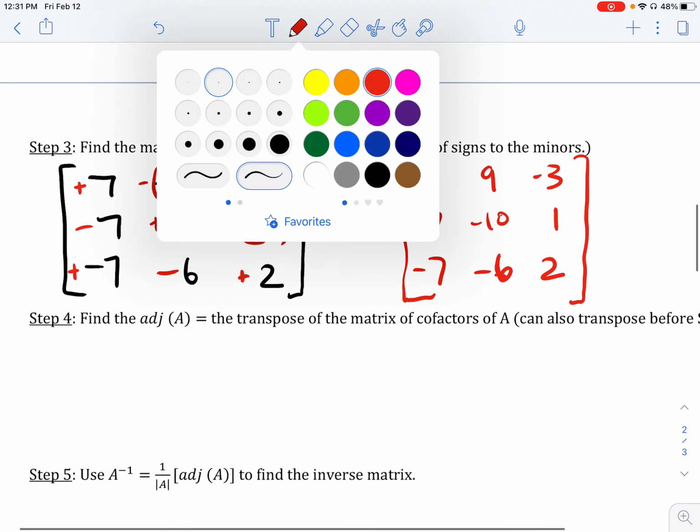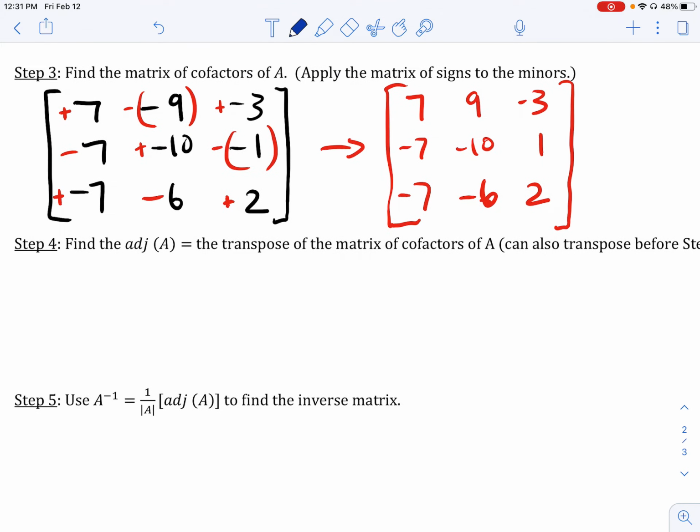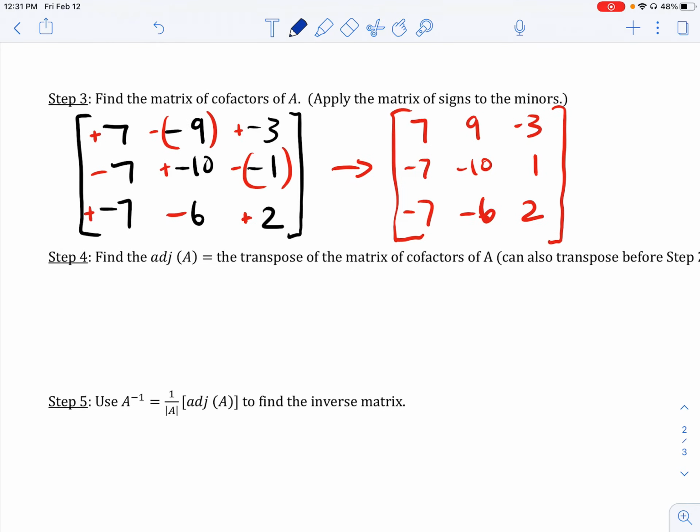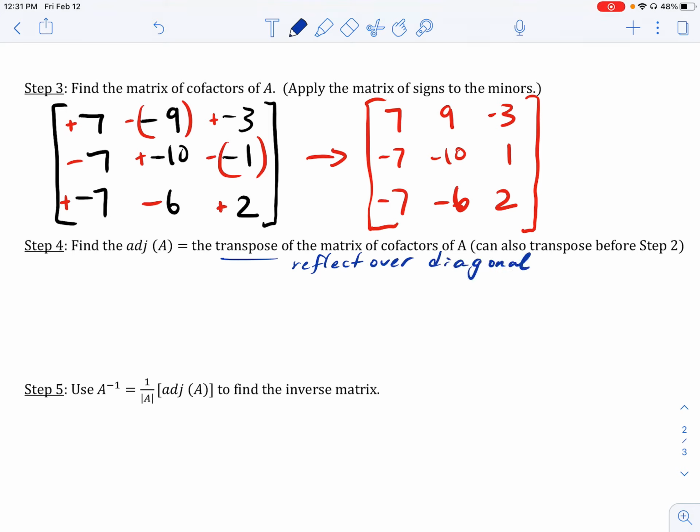Now, in my next step, the adjugate is going to be this matrix of cofactors transposed. To transpose effectively means that we are going to reflect over the diagonal. In other words, your first row is going to become your first column. Your second row is going to become your second column. Your third row is going to become your third column, and so on, right? So we're just going to flip these rows over the diagonal.